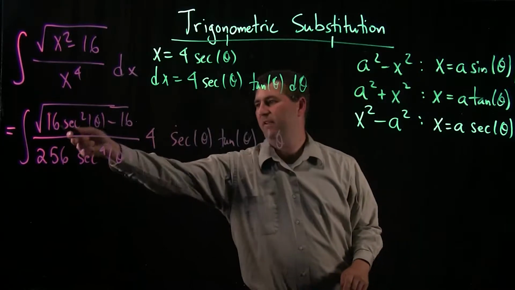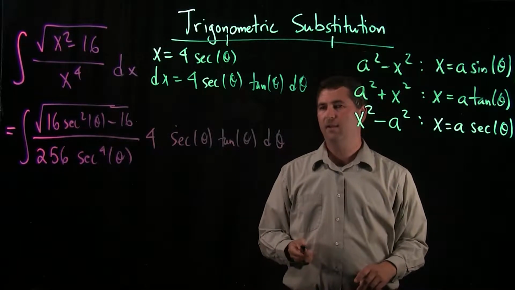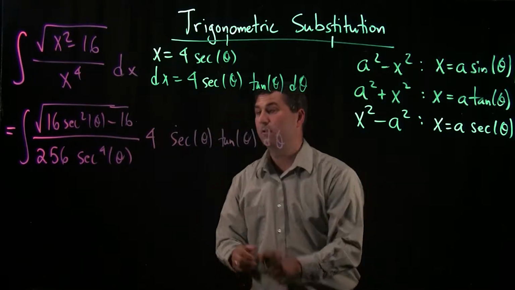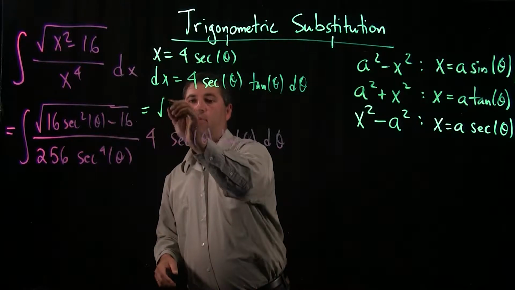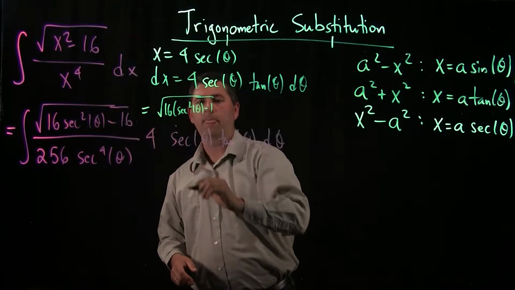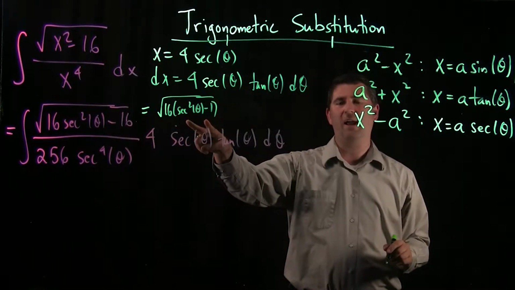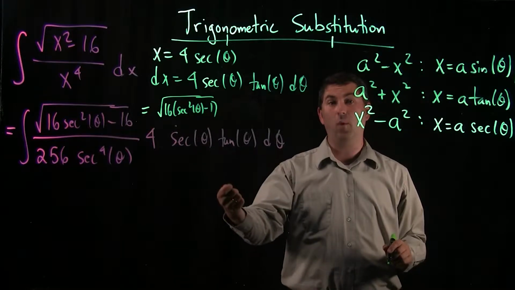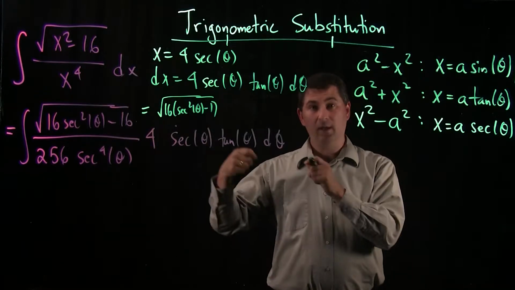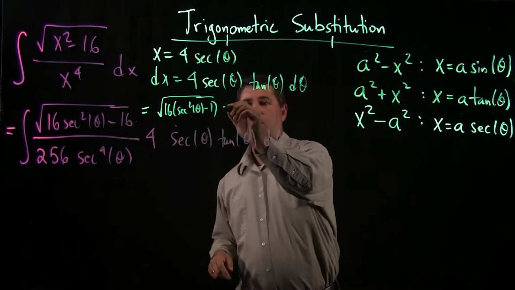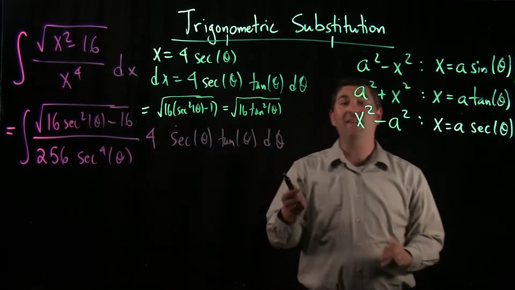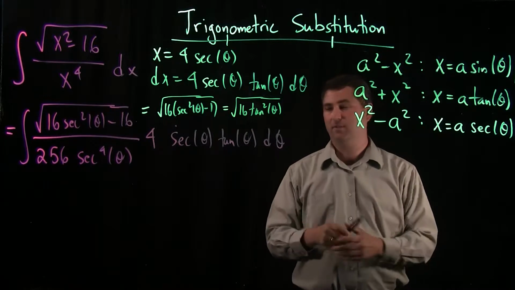Again, we have this square root that we need to simplify. Again, we pull out the 16, so we have the square root of 16 times secant squared minus 1. The trig identity we need to remember is that secant squared minus 1 is equal to tangent squared. Remember the other way: tangent squared plus 1 is secant squared. So this simplifies to the square root of 16 tangent squared. That's nice. The square root of that is going to be 4 tangent.